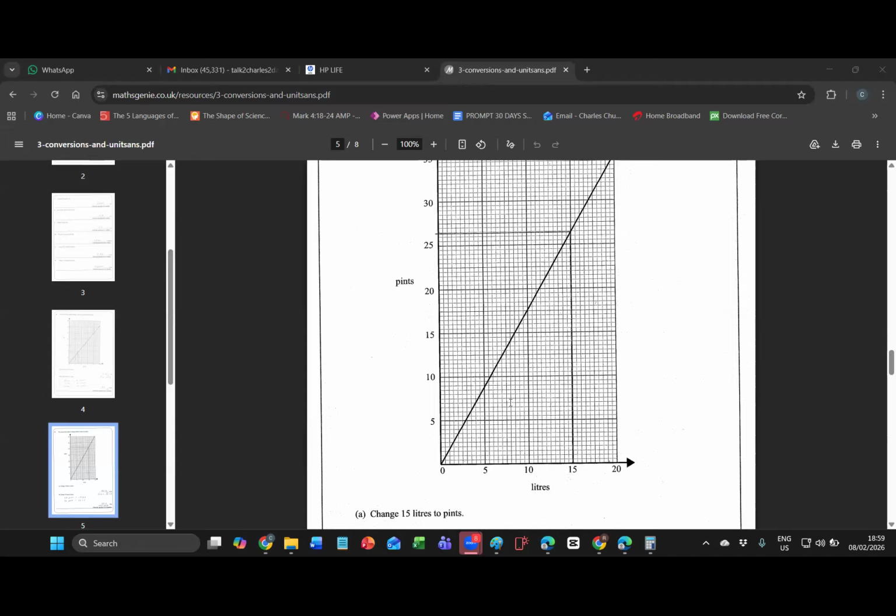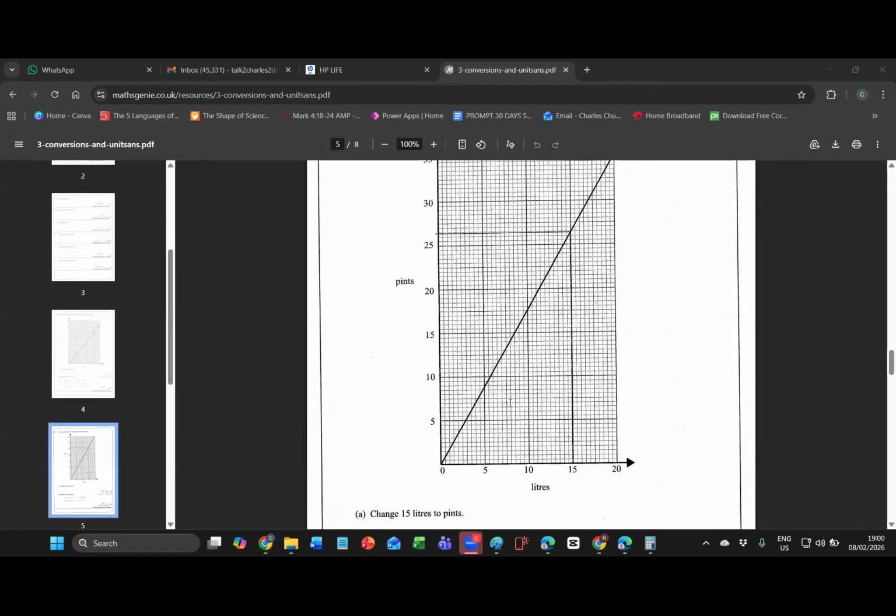So to find out how much each tiny square is, you'll do the 5 divided by 10. Exactly, because there are 10 squares, and it'll be 0.5. And then to change 15 liters to pints, when you count, you'll see 25.5. Wait, is it 25.05? No. If you add the 0.5 to 25.5, it will become 26.